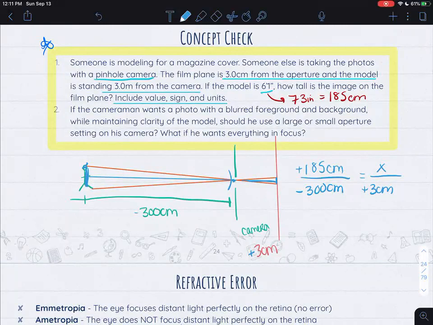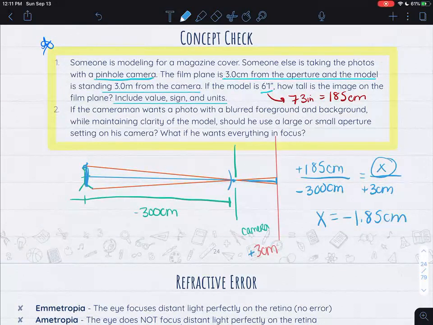So you don't really need to remember all that complicated information as long as you remember that at the end, your image height should be negative because a pinhole creates an inverted image, okay? So that's the main concept there. Once you solve this proportion, you get something close to negative 1.85 centimeters for the height of the image on the film plane. The next question is conceptual.